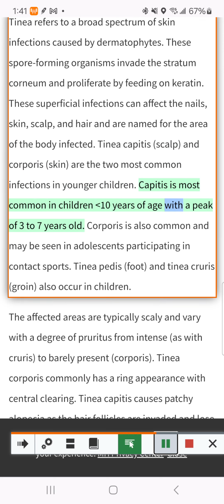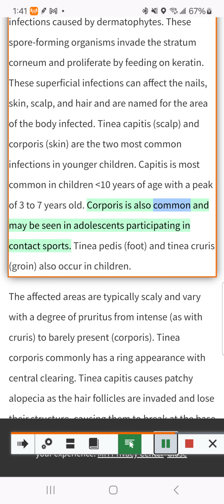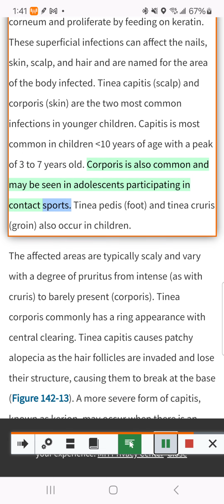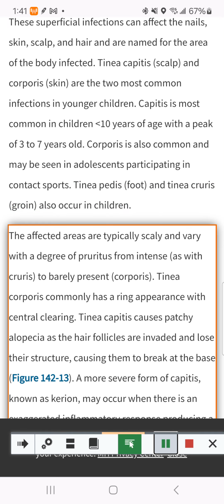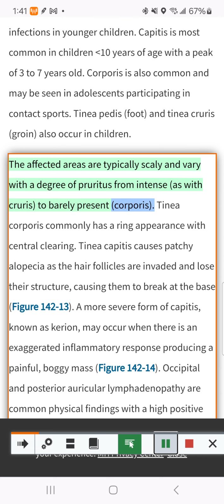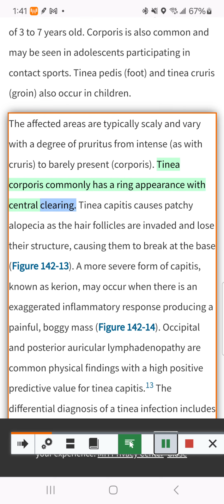Capitis is most common in children less than 10 years of age with a peak of 3 to 7 years old. Corporis is also common and may be seen in adolescents participating in contact sports. Tinea pedis, foot, and tinea cruris, groin, also occur in children. The affected areas are typically scaly and vary in degree of pruritus from intense, as with cruris, to barely present, corporis. Tinea corporis commonly has a ring appearance with central clearing.